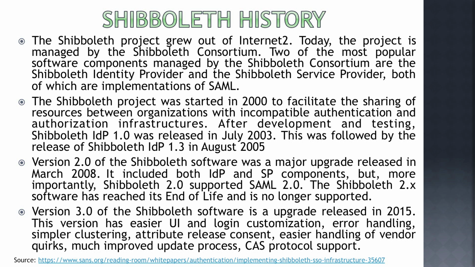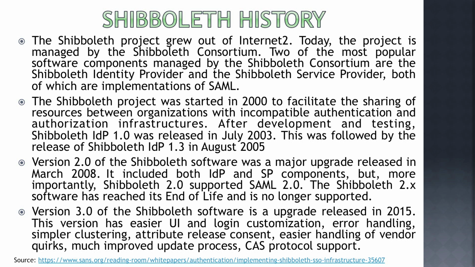After development and testing, Shibboleth IdP 1.0 was released in July 2003, and this was followed by the release of Shibboleth IdP version 1.3 in August 2005. Later, version 2.0 of the Shibboleth software was a major upgrade, released in March 2008. It included both IdP and SP components, but more importantly, Shibboleth 2.0 supported SAML 2.0 only. The Shibboleth 2.x software has now reached its end of life and is no longer supported. Now version 3.0 is available, which is upgraded and was released in 2015.